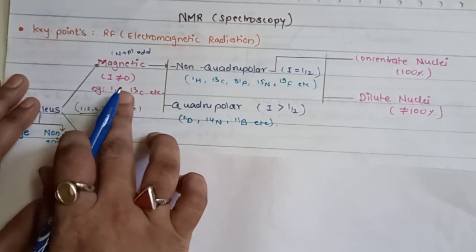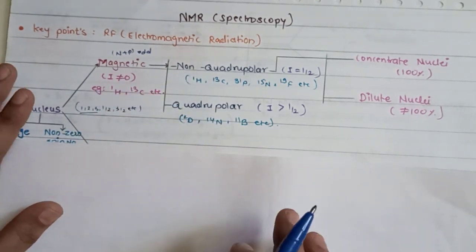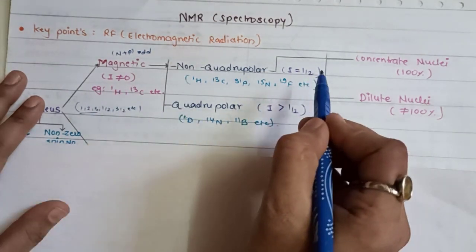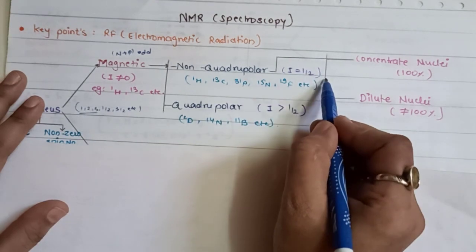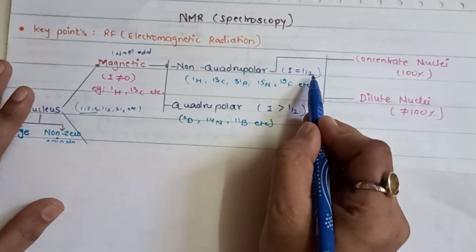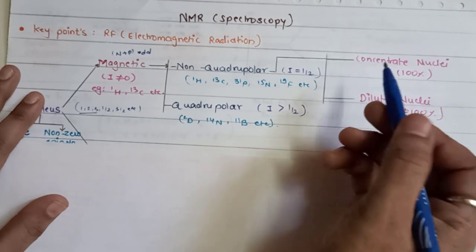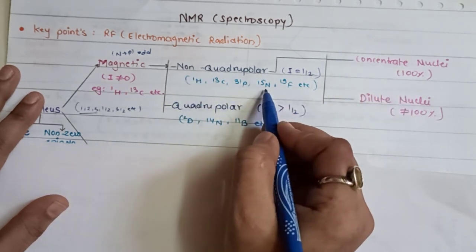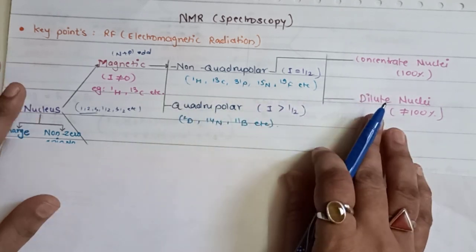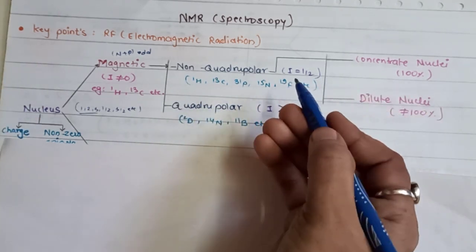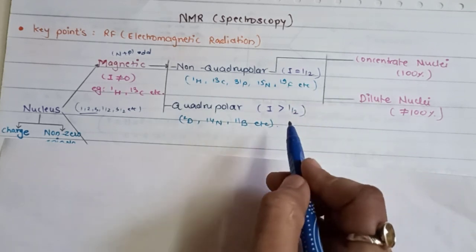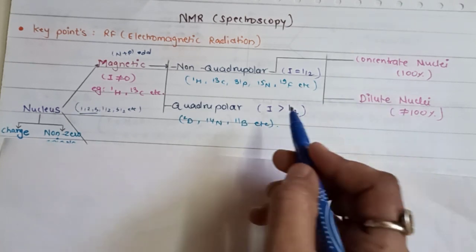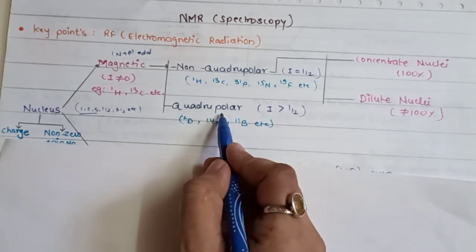Now further, magnetic nuclei are classified into two parts: the non-quadrupolar and the quadrupolar. Suppose your spin quantum number is equal to half, meaning non-quadrupolar, they are generally considered spherical in shape. So for example 1H proton, 13C carbon, 31P phosphorus, 15N nitrogen, 19F fluorine, these are some of the non-quadrupolar nuclei that we consider as magnetic nuclei. But if your spin quantum number is greater than half, then we call it quadrupolar.